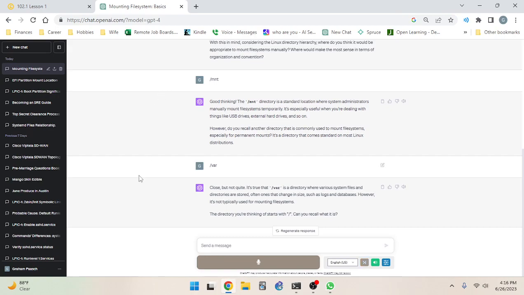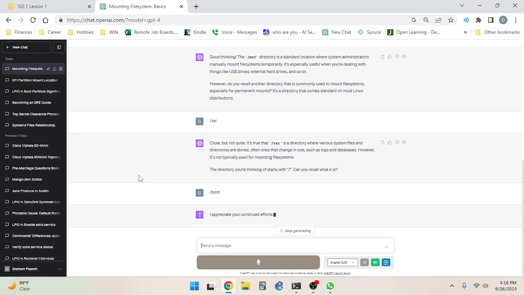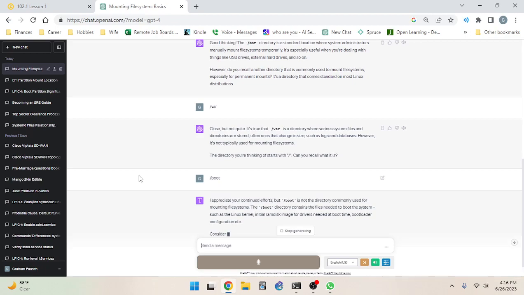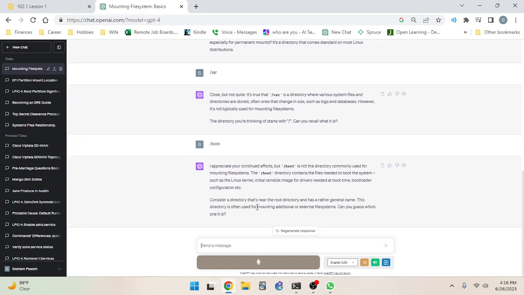I cannot. I'm just guessing at this point. I guess I'll guess boot next, because that's the next one I can remember. I appreciate your continued efforts, but boot is not the directory commonly used for mounting file systems. The boot directory contains the files needed to boot the system, such as the Linux kernel, initial RAM disk image for drivers needed at boot time, bootloader configuration, etc. Consider a directory that's near the root directory and has a rather general name. This directory is often used for mounting additional or external file systems. Can you guess which one it is?